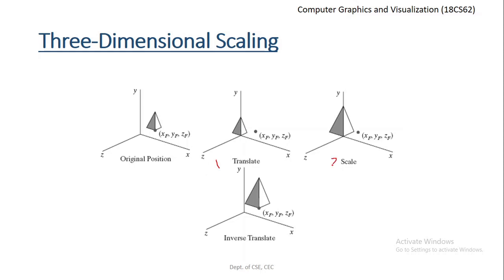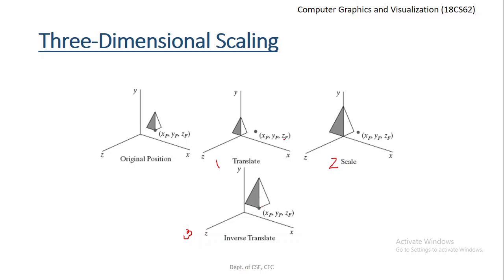This is the second step. We scale the object at the origin. Third step, perform the inverse translation. What do you mean by inverse translation? Whatever translation you have performed, you are going to undo it. So move the object back to the fixed point. So this is the transformation sequence for scaling a 3D object with respect to a fixed point xf, yf, zf.